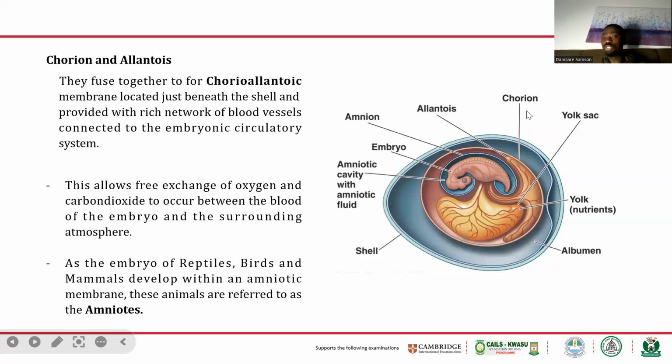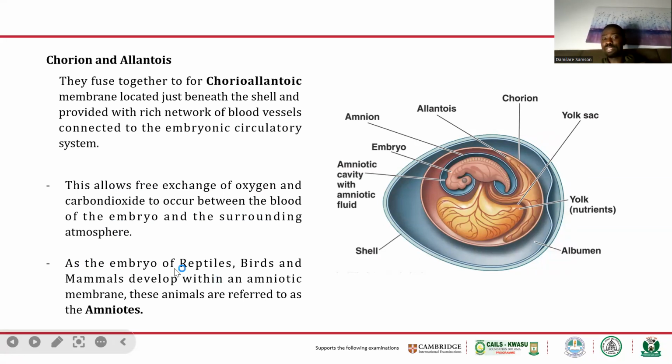So, what is the function? Why do the two of them now come together to form a relationship? So that they will act as the circulatory system for the developing embryo. It's as simple as that, because they have a rich network of blood vessels. Now, this allows free exchange of oxygen and carbon dioxide to occur between the blood of the embryo and the surrounding atmosphere. So that is the function of that.